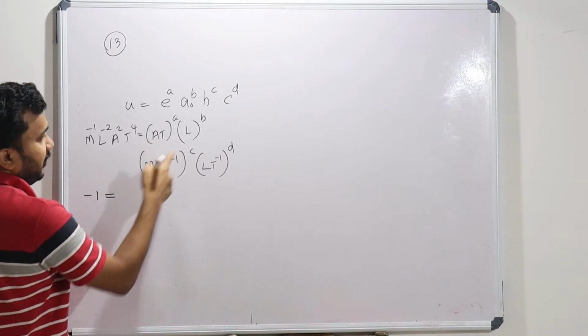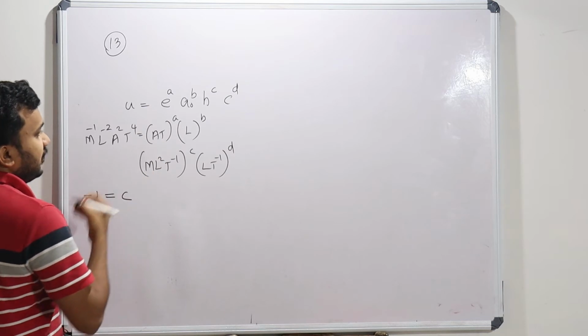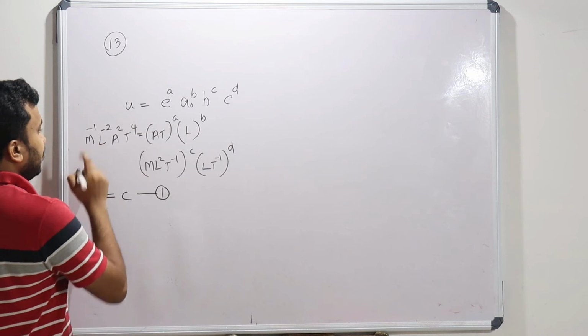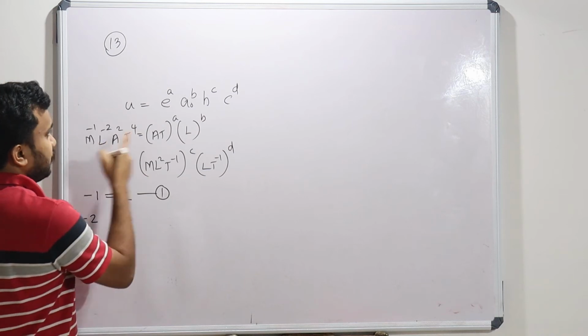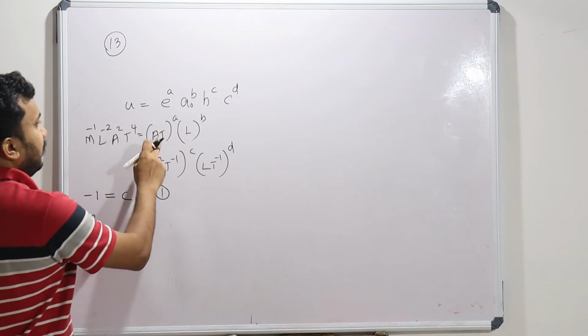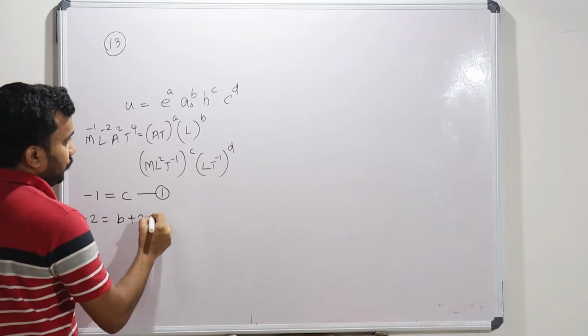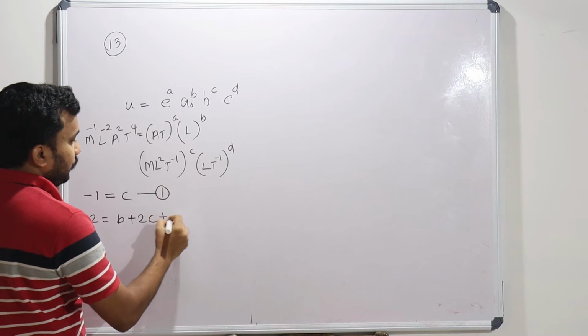Here no M, no M. Here we have M, so 1 equal to C. So equation number 1. Here L in the coefficient is -2. Here L, no L. Here we have B. And here we have 2C. And here we have 1D.